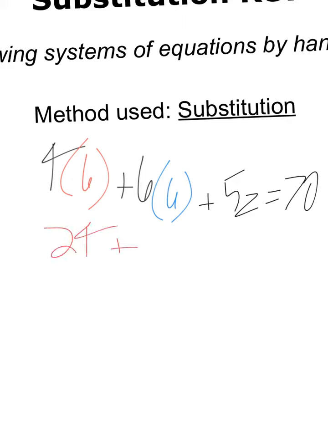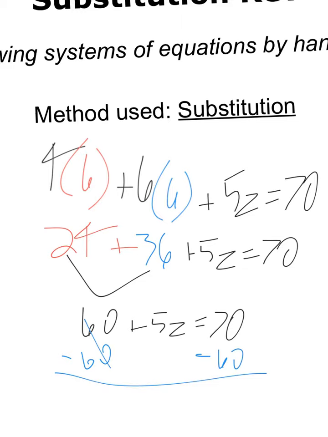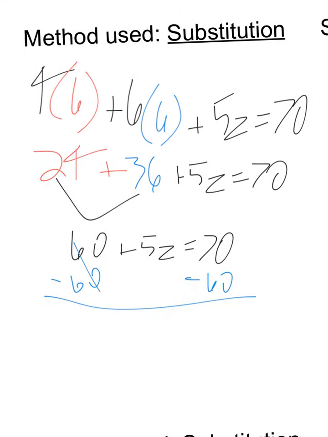So I get 24 plus 36 and then plus 5z equals 70. So 24 plus 36 is 60. So I have 60 plus 5z equals 70. So now I got to get rid of that 60, so I'm going to minus it over because it was a positive 60. And then I get 5z equals 10. 5z equals 10.